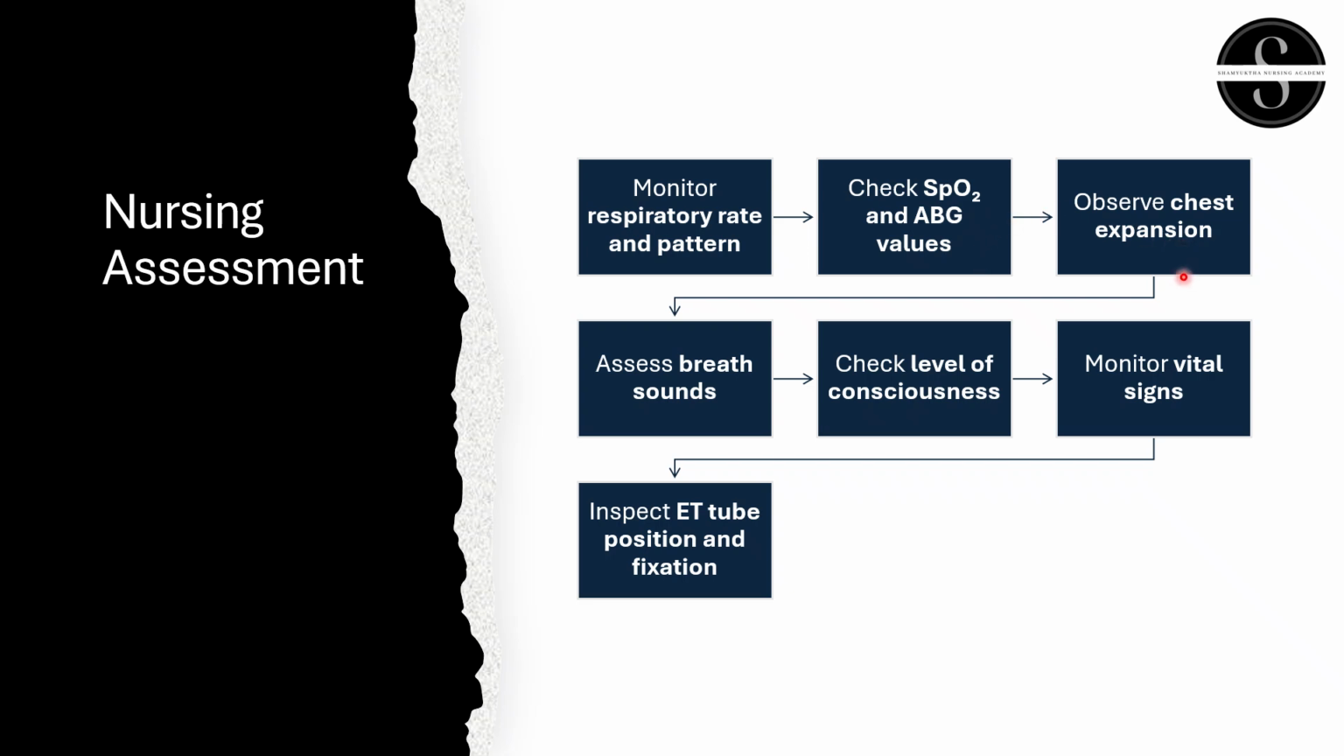Next is observe chest expansion. You have connected the patient to the ventilator setup. What we have to assess is whether the chest movement is there or not, whether the lung is taking the oxygen which is being delivered from the ventilator or not. So we have to assess using this chest expansion. Like how we assess the respiratory rate for a normal patient by using chest movement, same way you have to assess chest expansion when the patient is on ventilator as well.